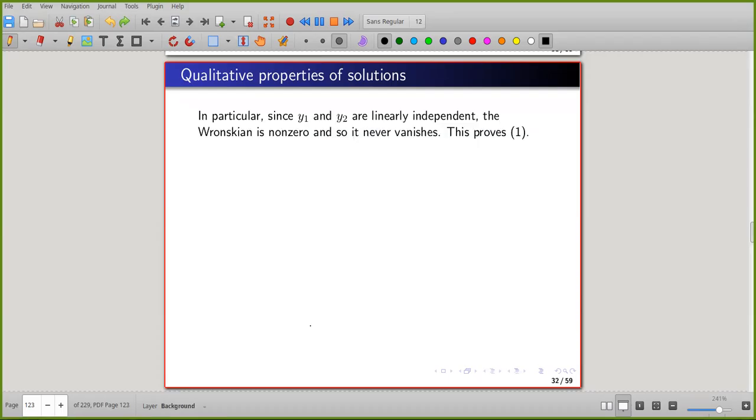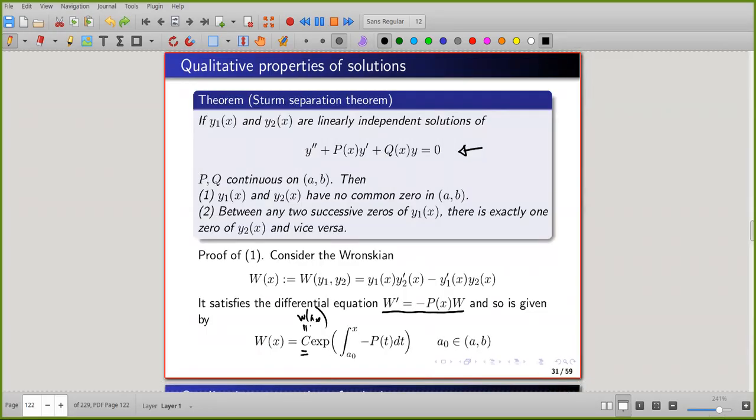In particular, since y1 and y2 are linearly independent, the Wronskian is non-zero, and so it never vanishes. This proves one. Since y1 and y2 are linearly independent solutions, this determinant is not identically zero as a function.